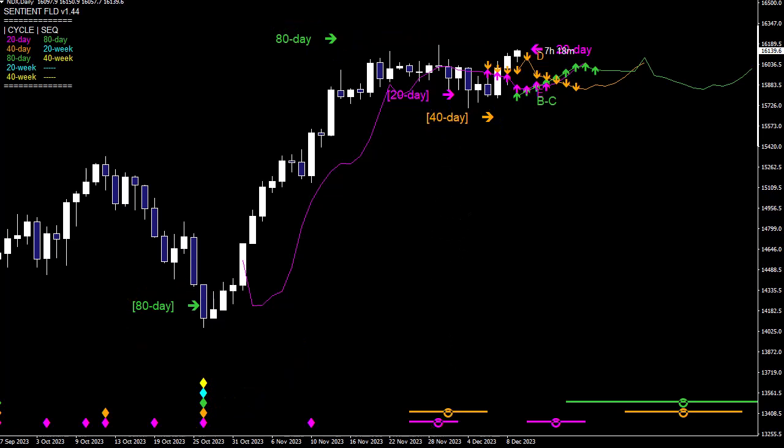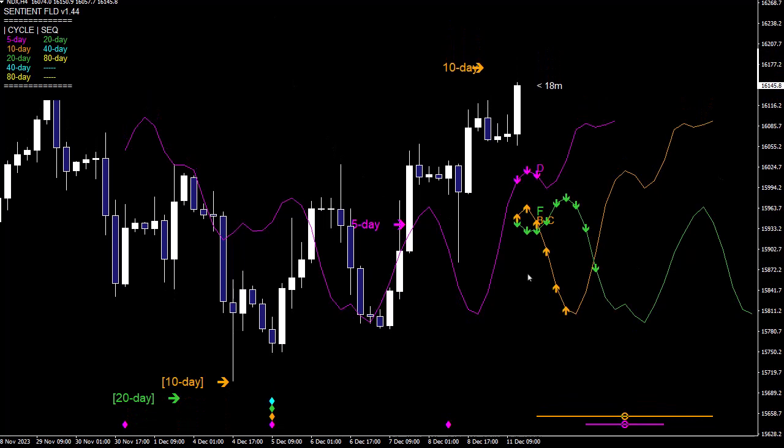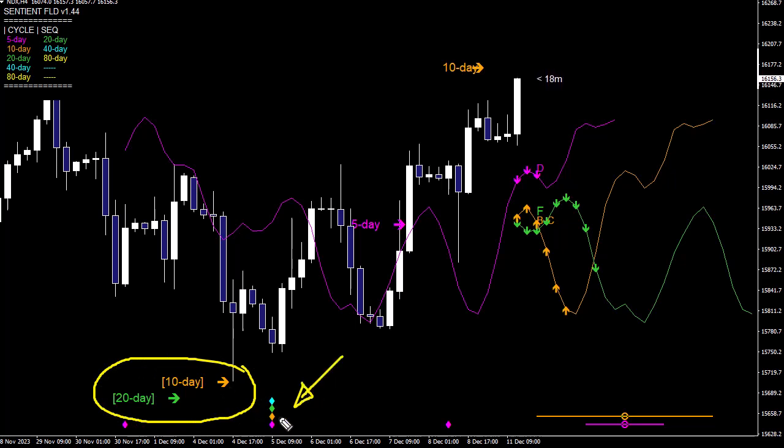I've been talking about FLDs providing support and resistance and generating targets for years now, and it is extraordinary to see how often these targets are achieved. They are almost magical at times. Notice this is the 4-hour chart of the Nasdaq. Notice the 10-day and 20-day targets to the downside over here just before the 40-day cycle trough formed.